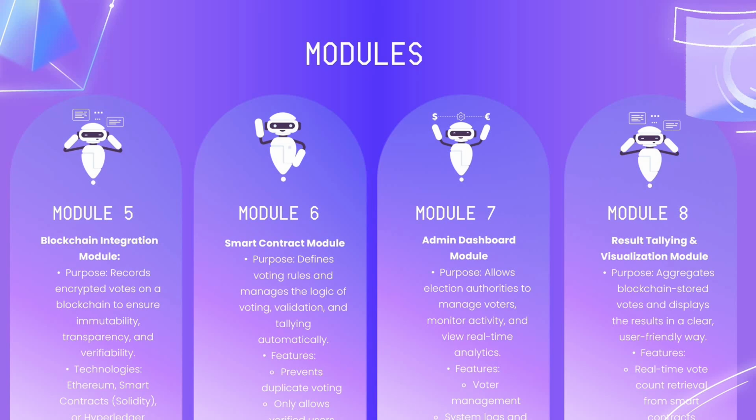Then the result tallying module, which has a visualization module. It will calculate the overall results. Based on the results, it will show who the winner is. These are the overall eight modules involved in the project.